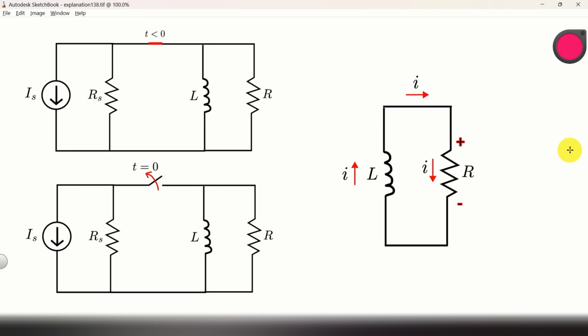Let's solve this problem. To solve this problem, we need to analyze the circuit for t is smaller than 0. That is, before the switch S is being opened. We have the constant current source IS. In the steady state, the current will be constant inside of this circuit and it will be equal IS over here.